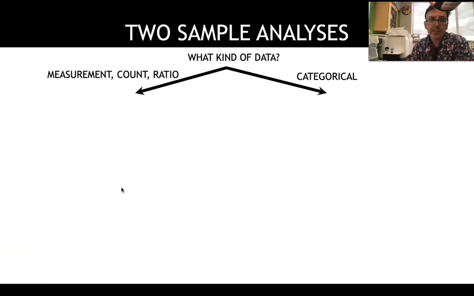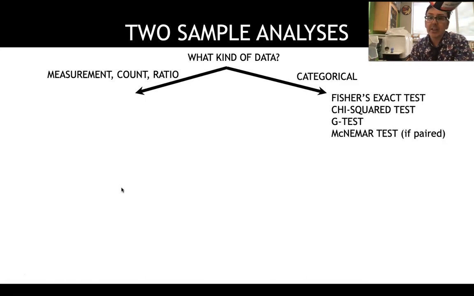The first question we have to ask ourselves is, what kind of data do we have? Is it data that is counts of something, measurements or ratios, or is it categorical data where we have individual numbers of elements that are categorized into different properties? If it's the latter category, we can analyze it with the Fisher's exact test if it's a 2x2 contingency table, with a chi-squared test or G-test if our contingency tables are 2x2 or bigger. If the data is paired, we have the special case where we have the McNemar test.